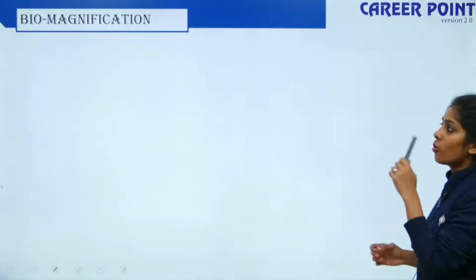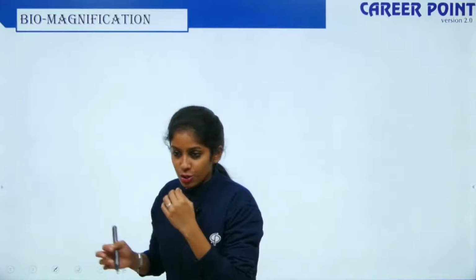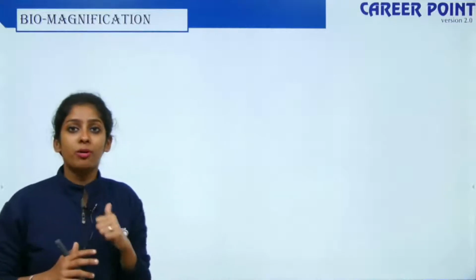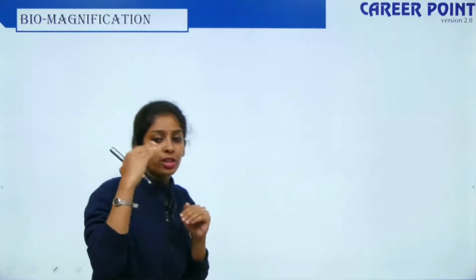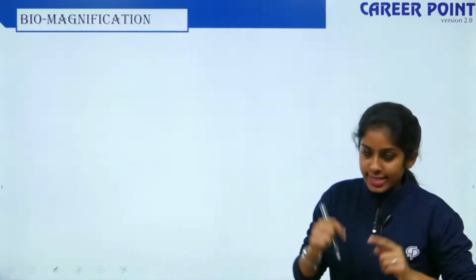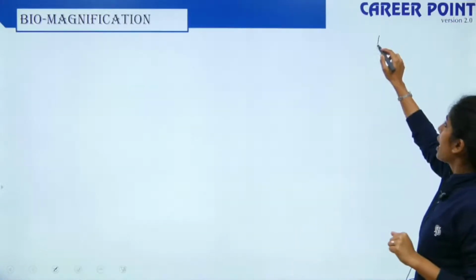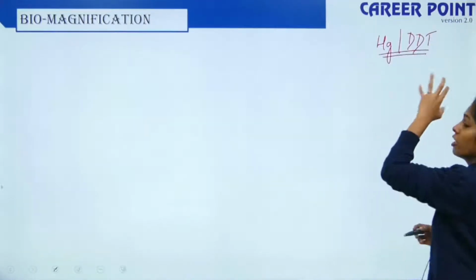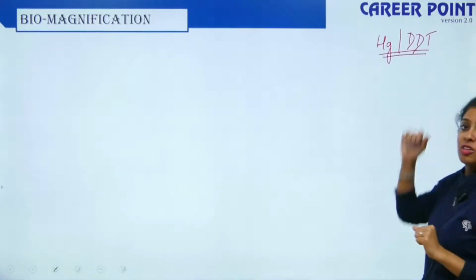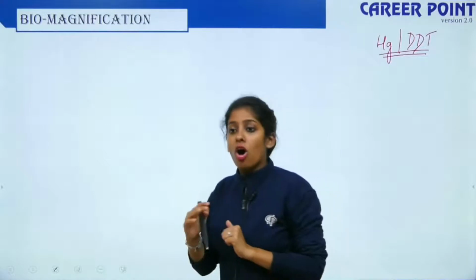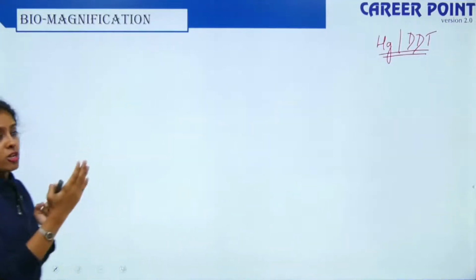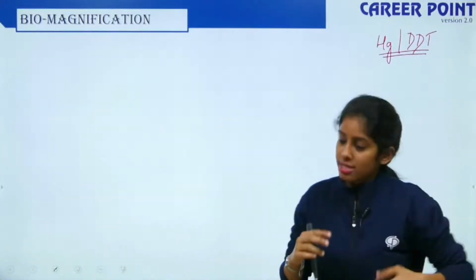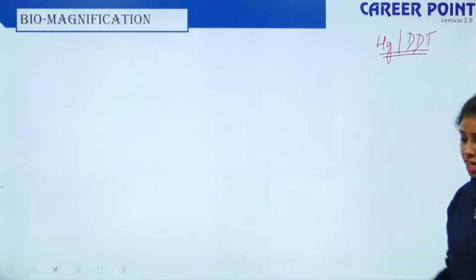So biomagnification. What is biomagnification? Magnification is understood. For example, if a particular pollutant gets accumulated in an organism because it cannot be metabolized or excreted, it gets passed on to the next trophic level and the amount keeps increasing. This is more common with mercury and DDT. DDT is a type of pesticide. When a particular organism consumes this, it will not be able to digest, metabolize or excrete it. So it is directly passed on to the next trophic level, and when it is passed on, the amount increases. That is called biomagnification.